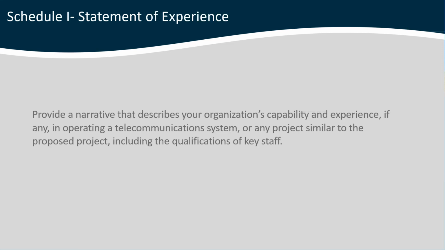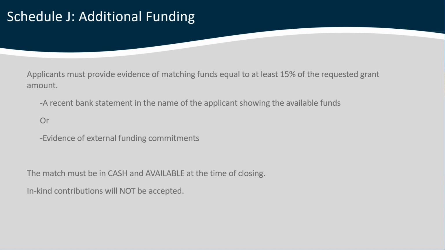Schedule I is the statement of experience. So you provide a narrative that describes your organization's capability and experience, if any, in operating a telecommunication system or any project similar to the proposed project, including the qualifications of key staff. So you can provide a resume or mini resume of people who have experience that would show your ability to carry out this project. Schedule J is additional funding.